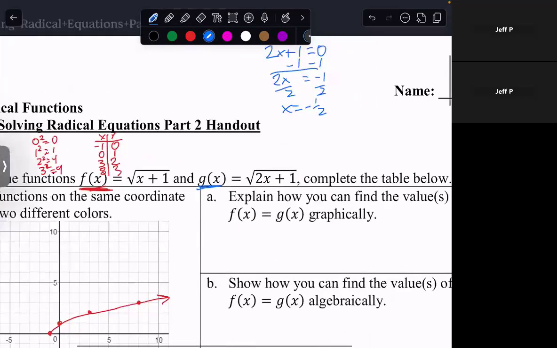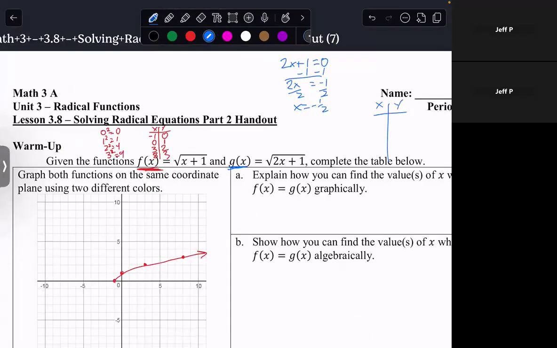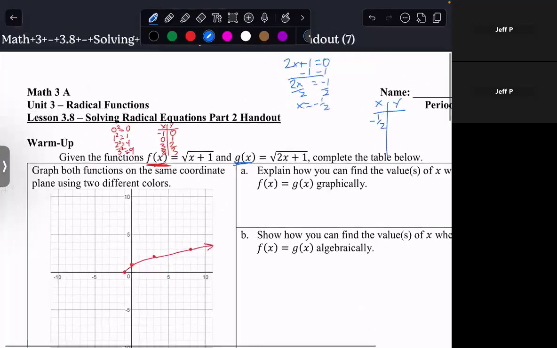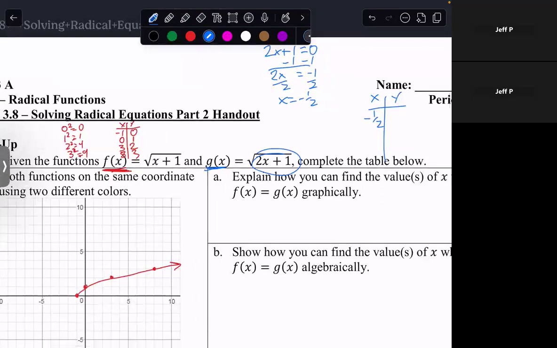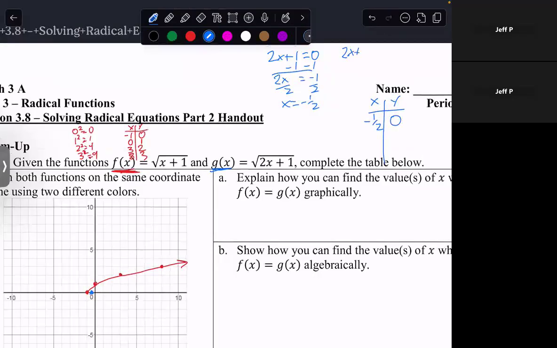So the first good x value would be -1/2. And when you plug it in, this simplifies to 0, so square root of 0 is 0. Next perfect square is 1. So in order to end at 1, 2x would have to equal 0, which means that x itself would have to be 0. When you plug 0 in, 2 times 0 is 0, plus 1 is 1, square root of that is 1. So 0, 1.